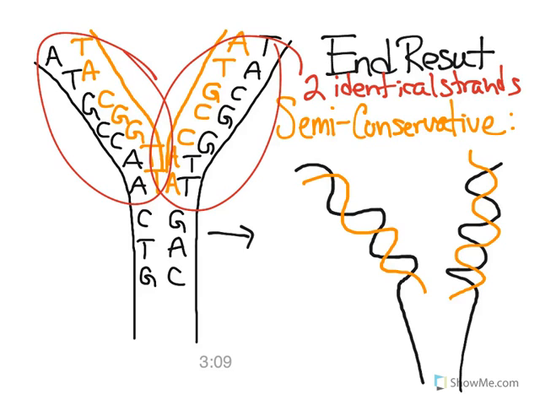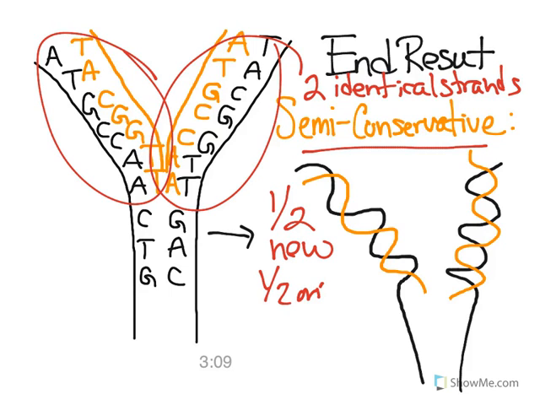However, what we call this is a semi-conservative model. Semi means halfway, conserve means to save. And what they're saying is half of it is saved. Basically, I'm ending up with half of it new and half of it original.